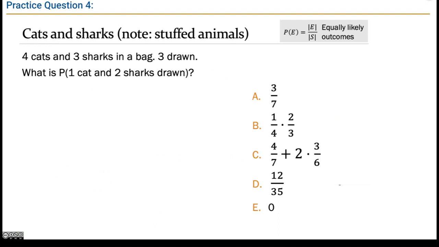Okay, next one. Suppose I have 4 cats and 3 sharks in a bag. They're not real animals, they're stuffed animals. I randomly draw 3. What's the probability of getting 1 cat and 2 sharks?